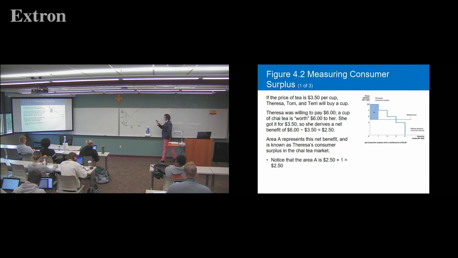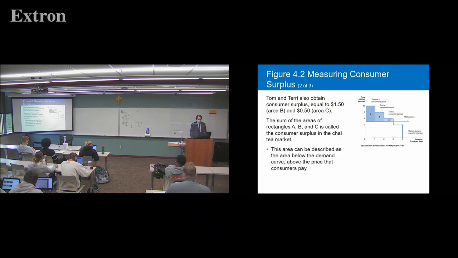Well, if you want to look at it using geometry, the area of the rectangle A, from 0 to 1 unit and from 3.50 to 6, that's going to be Teresa's consumer surplus as well. So Tom and Terry, they also have consumer surpluses, although they're not as high. Tom values the cup of tea at $5. He only has to pay $3.50. So for him, the difference is $1.50. And then for Terry, he values it at $4. He gets 50 cents above the $3.50 price.